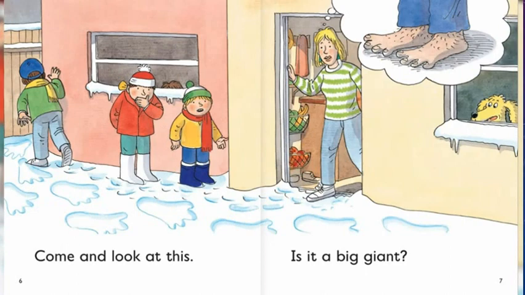Now all of them are shocked and want to know whose big footprints these are. Chip is looking at the back side of the house to find out whose footprints these are. Kipper and Biff are looking at the footprints with surprise. Now Mom comes out from the kitchen and is thinking about a giant. Mom is saying, is it a big giant? Floppy is also looking at them from the window and thinking, what is happening there?